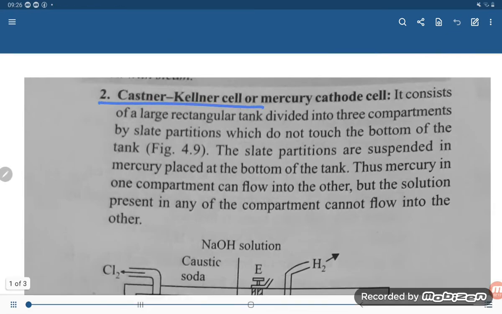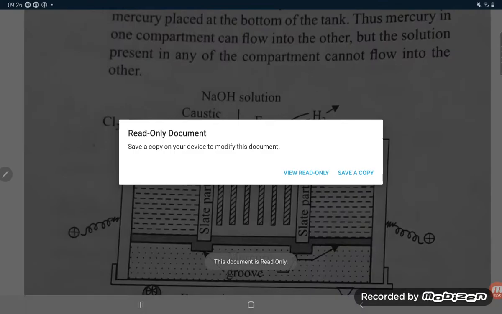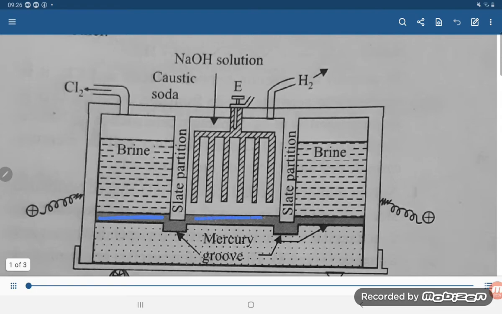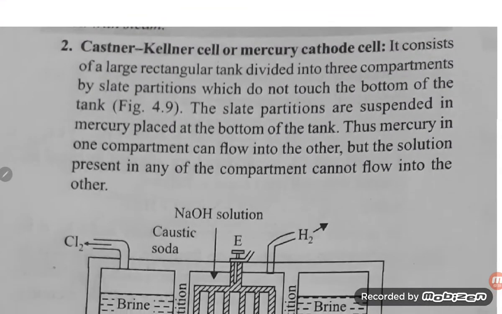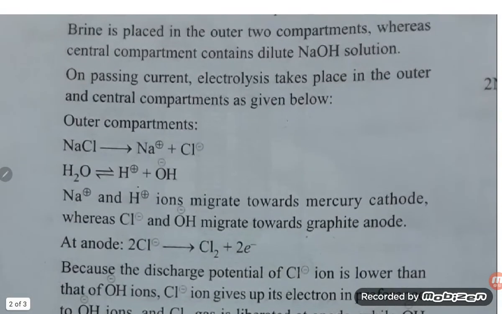The Castner-Kellner cell or mercury cathode cell consists of a large rectangular tank divided into 3 compartments by slate partitions which do not touch the bottom of the tank. The slate partitions are suspended in the mercury placed at the bottom of the tank. Thus mercury in one compartment can flow into the other, but the solution present in any compartment cannot flow into the other.